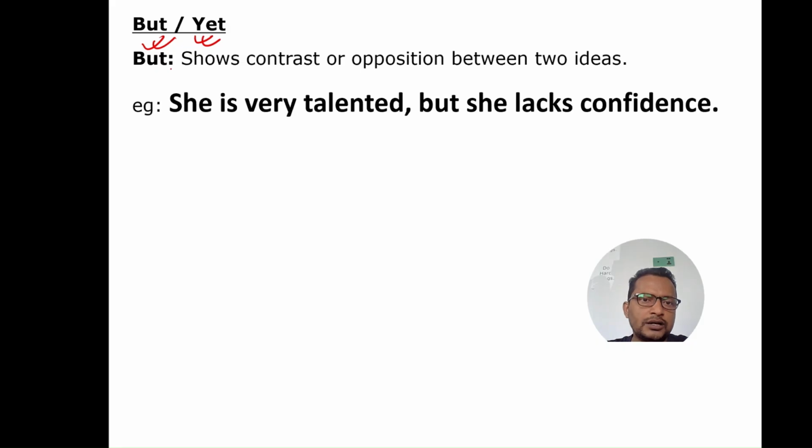Okay, so now let's move to another concept, but and yet. Most of the people will also confuse but and yet. So what is but? But shows the contrast or the complete opposite. She is very talented, but she lacks confidence.